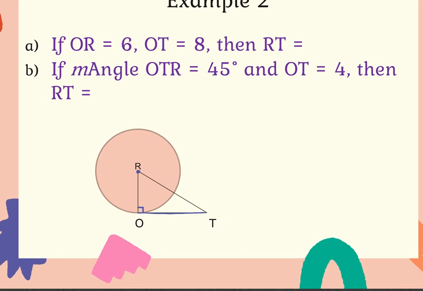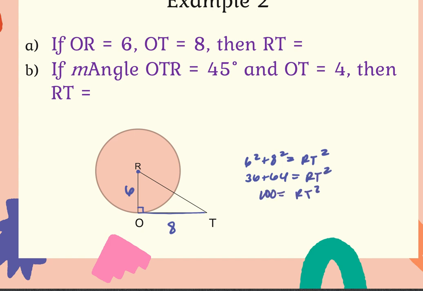So if A says if OR is 6 and OT is 8, then find RT. What do I know about that triangle? It's a right triangle. I can use Pythagorean theorem, which would say 6 squared plus 8 squared would equal RT squared. Or 36 plus 64, 100 equals RT squared, and RT is the square root of 100, which is normally plus and minus, but because we're talking side length, it's only the positive, which is 10.